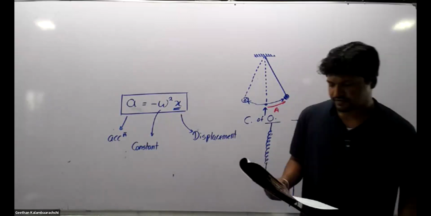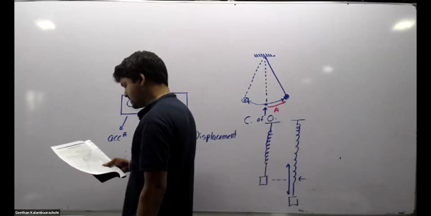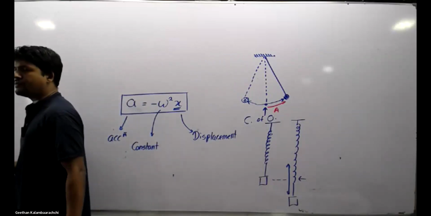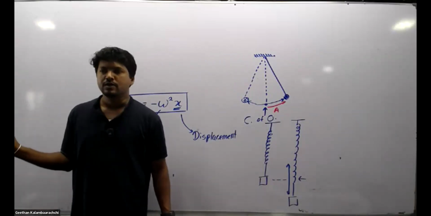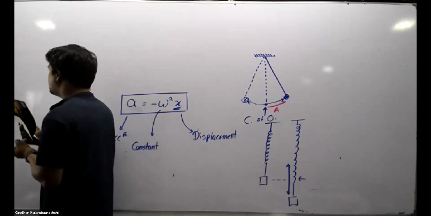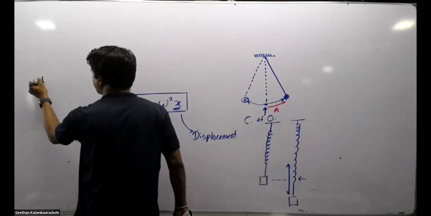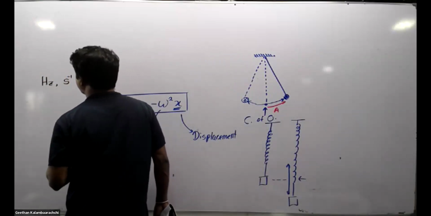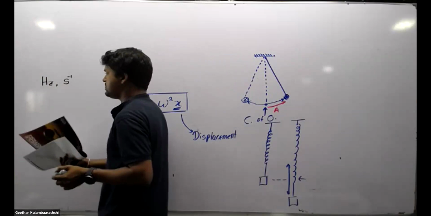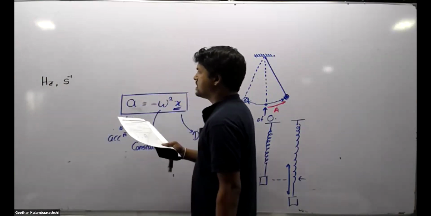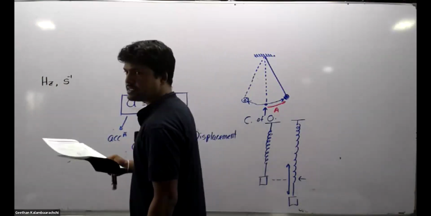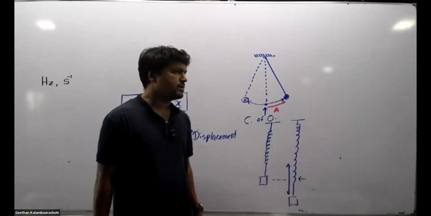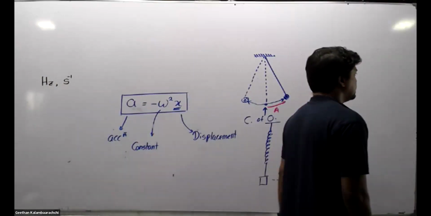So how do you calculate the frequency? What are the units and dimensions of the frequency? Units: hertz or per second. Dimension: T minus 1. That's the frequency. Period. What is period?